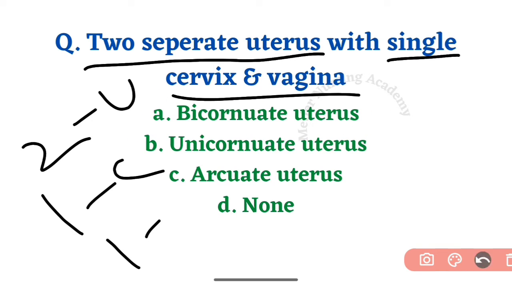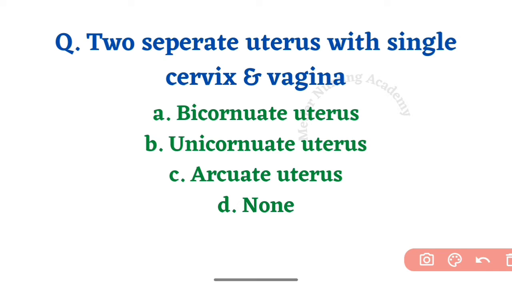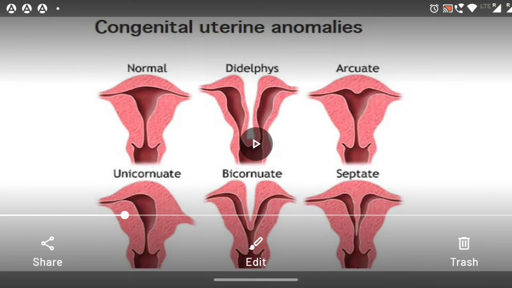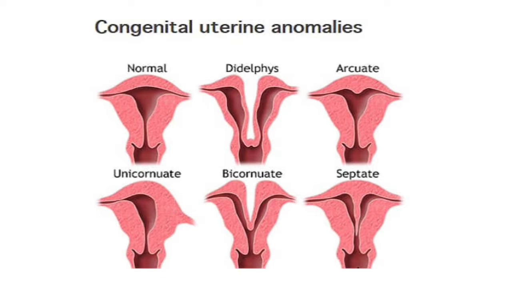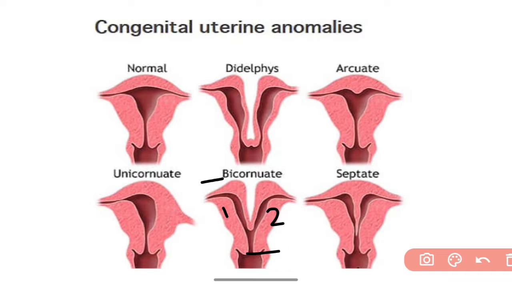Bicornuate uterus. Why have I selected this option? What is the rationale behind that? Bicornuate uterus means two uterus will be present on the top. You can see very clearly in this image. This is bicornuate. You can see the first uterus and second uterus. One cervix will be present here, and below the cervix one vagina will be present. Okay, see how I have divided this.